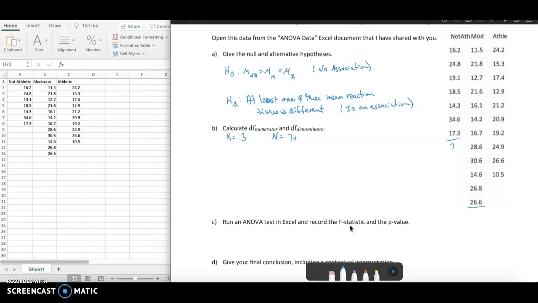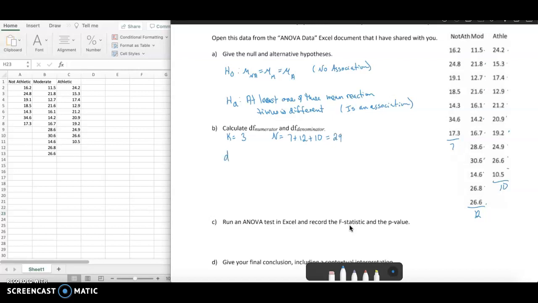In the moderate column, I have 1, 2, 3, 4, 5, 6, 7, 8, 9, 10, 11, 12. So I've got 7 plus 12 so far. And then in the athletic column, I have 1, 2, 3, 4, 5, 6, 7, 8, 9, 10. So if I take 7 plus 12 plus 10, I get 29.